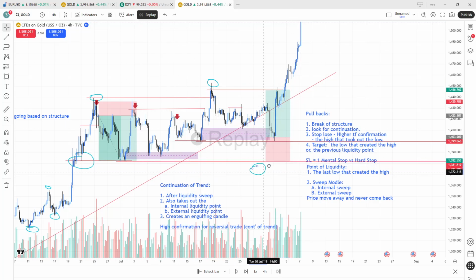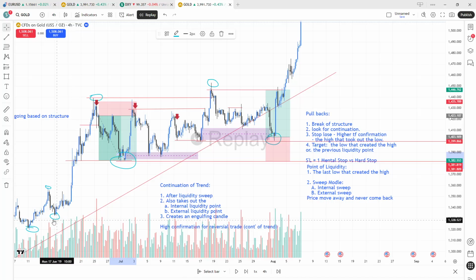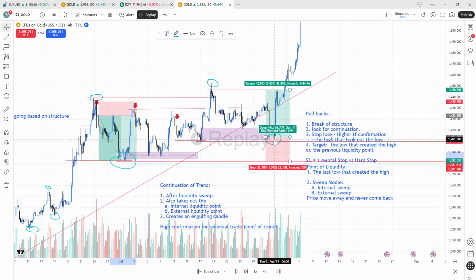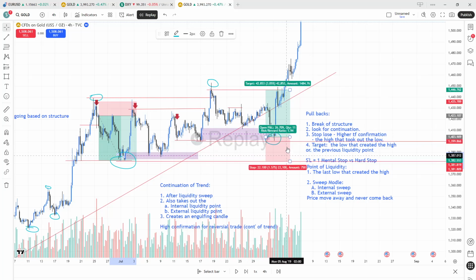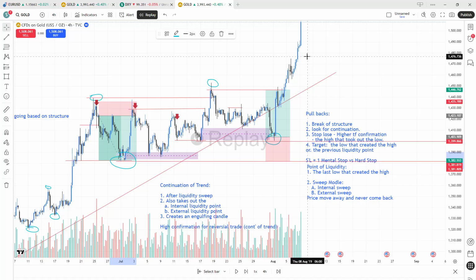So here we would probably have to change basically our range. So low, high. Continue that trend. This is going to be a pullback based on the sweep model for that confirmation of the bullish engulfing. There you go. For that continuation.